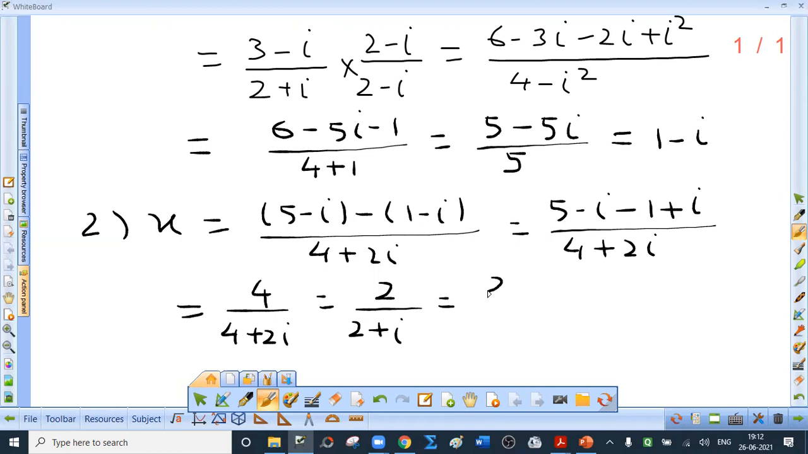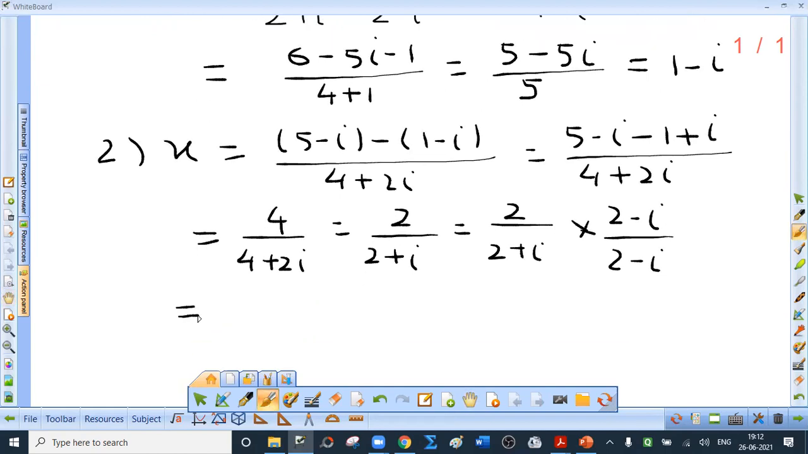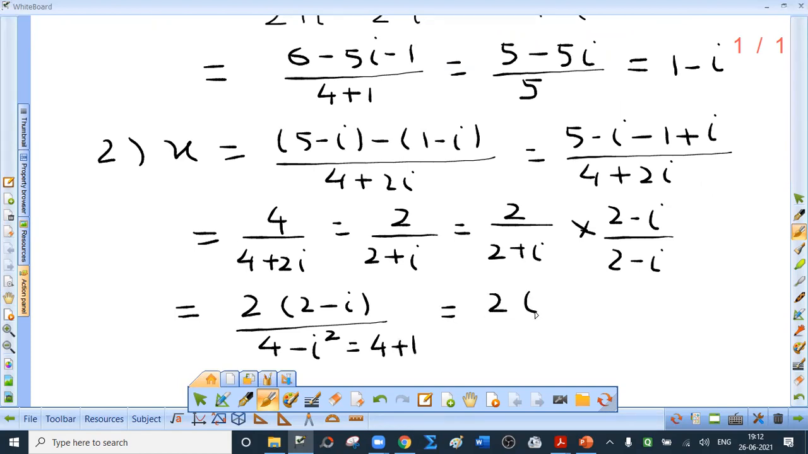No. You have to multiply it by the conjugate of the denominator, which is 2 minus i. So 2 into 2 minus i upon 4 minus i square. So this is 4 plus 1. So this is 2 into 2 minus i upon 5. So how do we write this? 4 upon 5 minus 2 upon 5 i.